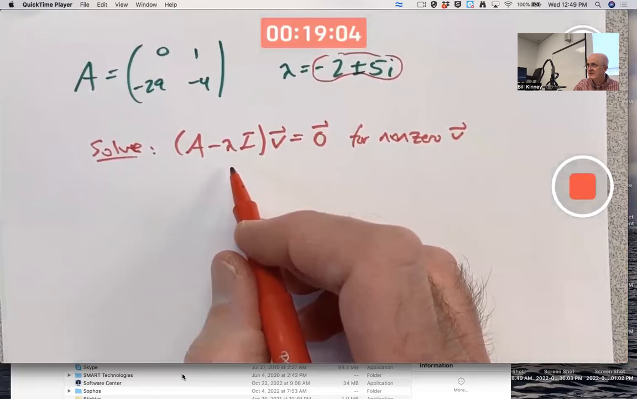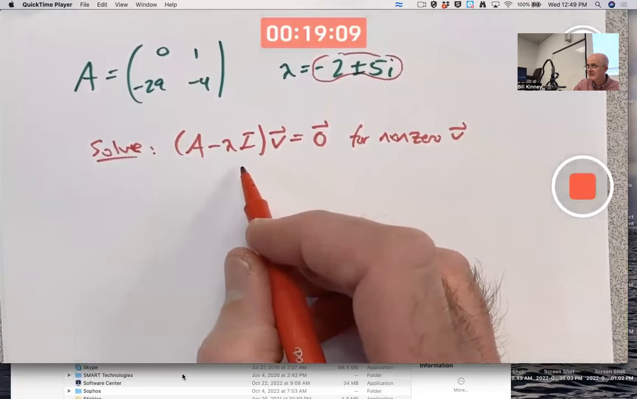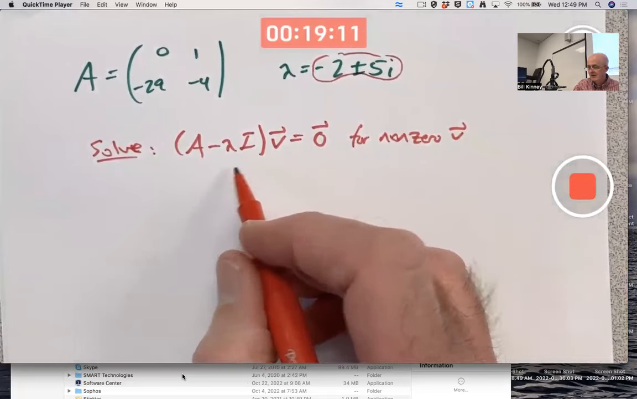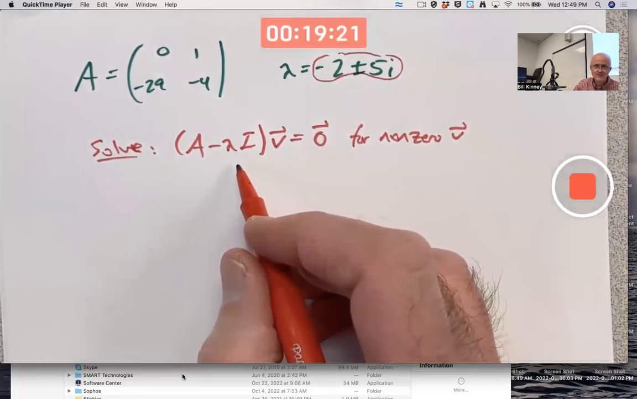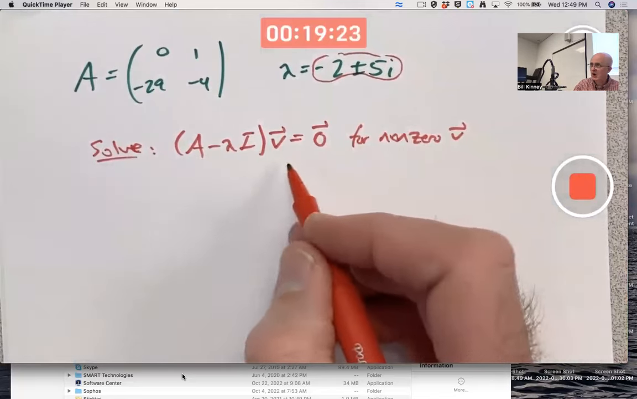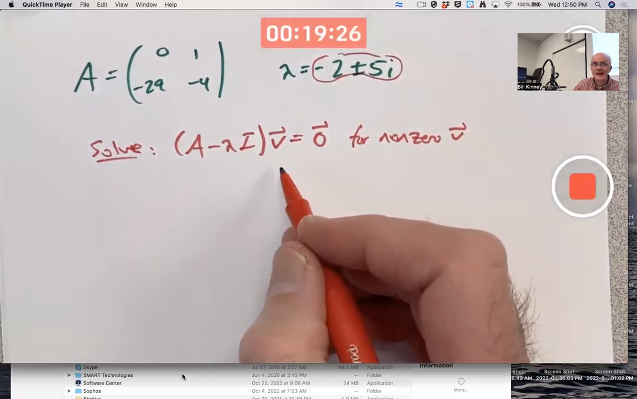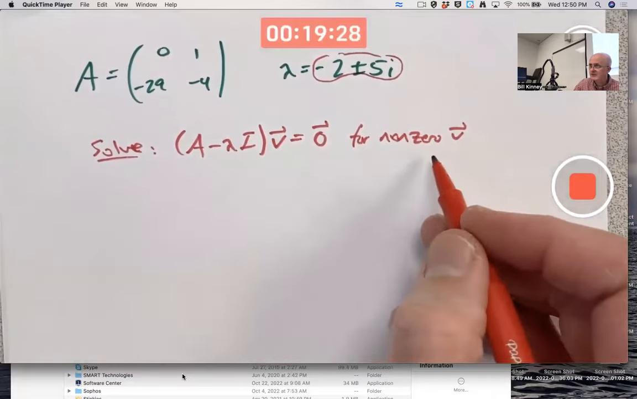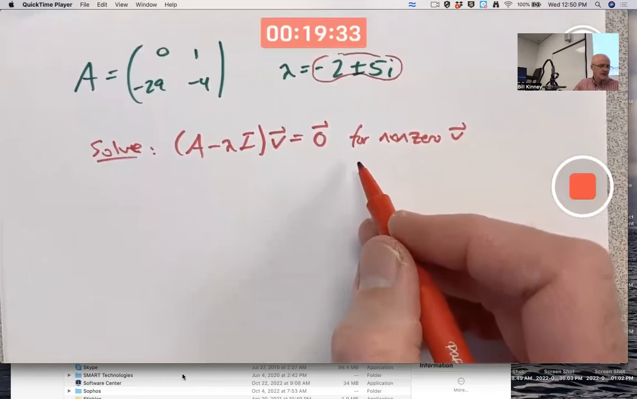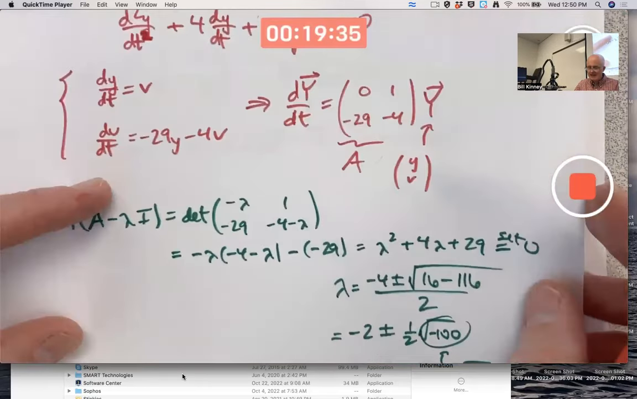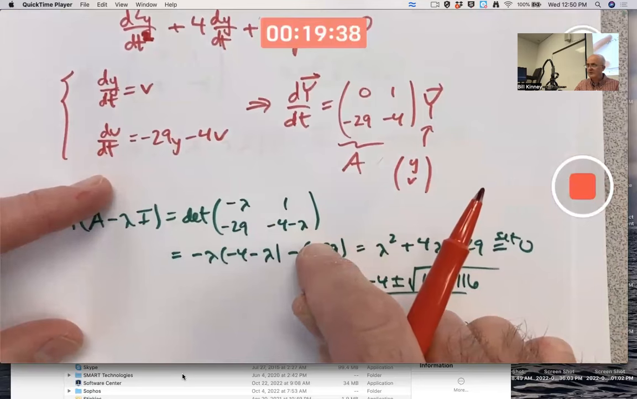eigenvalues being roots of the characteristic polynomial that come from the determinant of this matrix, lambda being an eigenvalue makes the determinant of this 0, makes this matrix non-invertible, singular, special. When it's non-invertible, that's when the kernel of the corresponding linear transformation is going to be non-trivial. There will be a non-zero solution for this. In fact, infinitely many. So you go back to A minus lambda I and you replace those lambdas with negative 2 plus 5i.